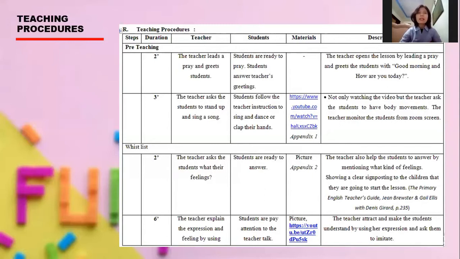The description is here. The students not only watch the video, but the teacher also asks the students to do body movement. They do body movement. The teacher monitors the students from the Zoom screen.